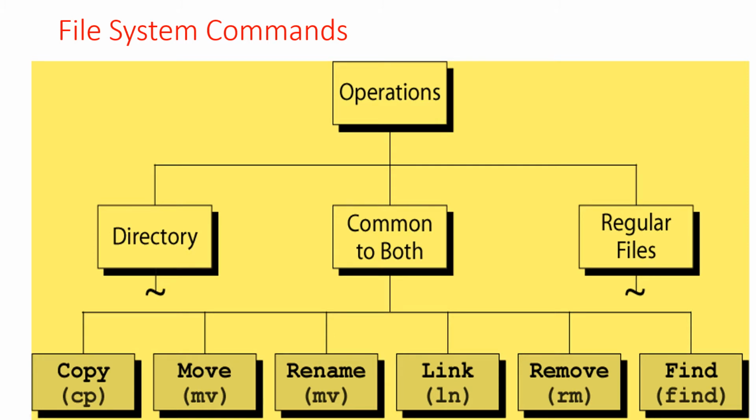Let us discuss file system commands. File system commands apply to directories and also regular files. If you want to copy a file's contents, you use the cp command. To move content from one file to another file, you use the mv command. To rename an existing file we also use the mv command. To create links from one file to another file, you use the ln command. If you want to remove any files or directories, you use the rm command. To identify whether a file is there or not, we use the find command. Like that, we use a few file system commands for the needs of the users.